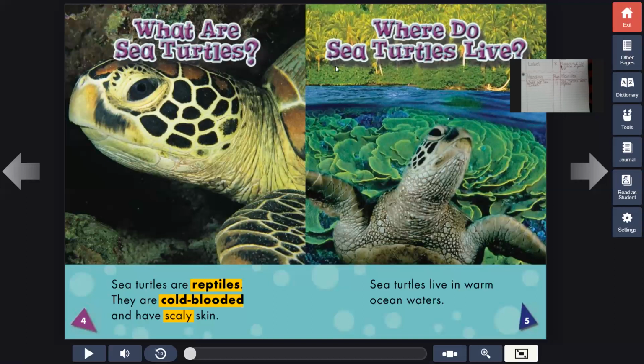Where do sea turtles live? So again, write the heading. Where do sea turtles live? Question mark. And that is on page 5. So let's read. Sea turtles live in warm ocean waters.